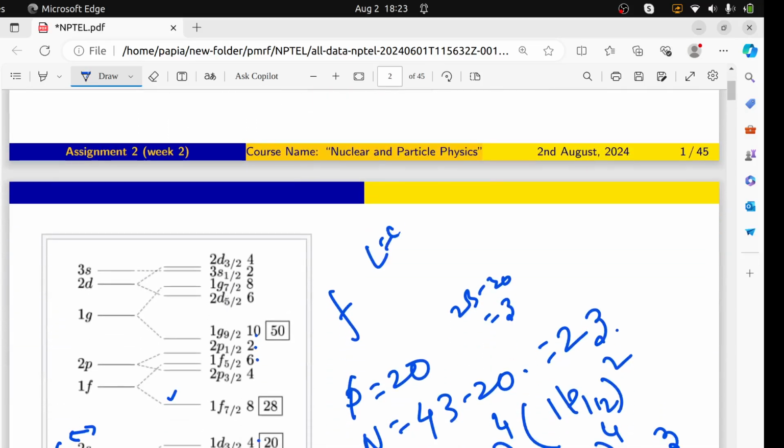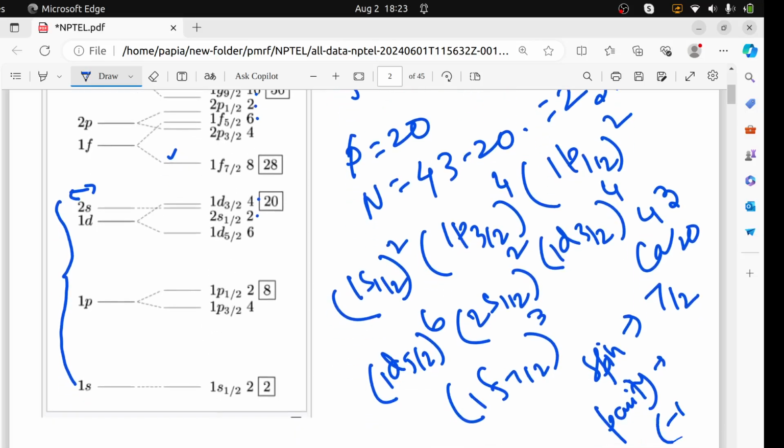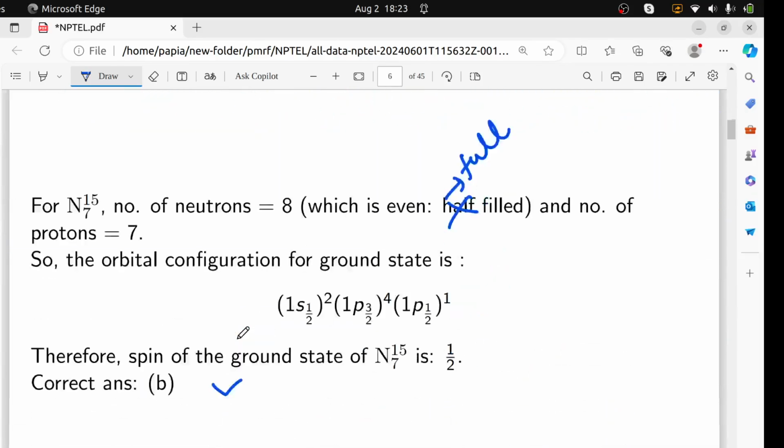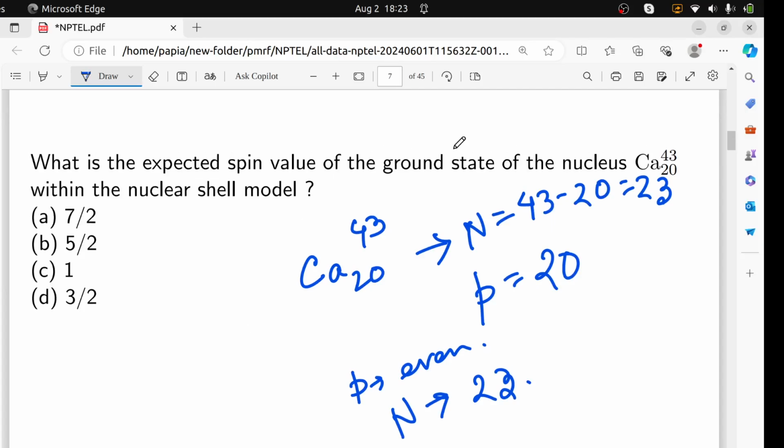L equals 0s, 1p, 2d, 3f, okay, spdf. So that means (-1)^3, which is negative, which is odd. So the parity for this case will be odd, but maybe they are not asking about parity. Yes, they are not asking about parity, they are just asking about the expected spin value of the ground state of the nucleus within the nuclear shell model.